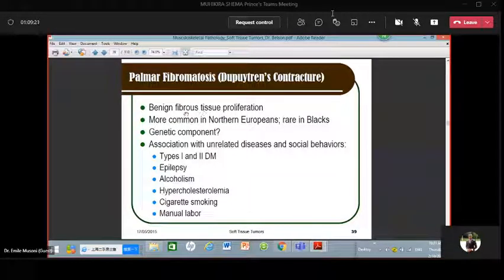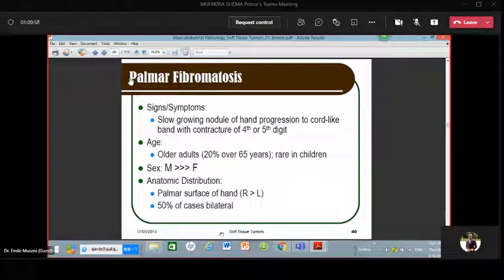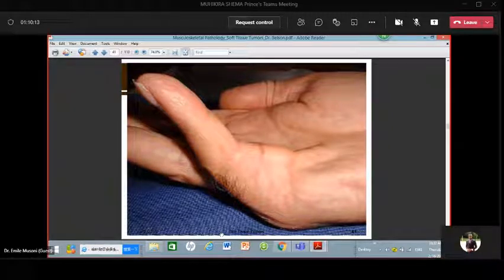Benign fibrous tissue, this one, the Dupuytren contracture, has proliferation of fibrous tissue. They say it is more common in Northern Europeans and rare in blacks, but even in blacks it is found. It has some genetic component. It is associated with unrelated diseases and social behavior: type 1 and type 2 diabetes mellitus, epilepsy, alcoholism, hypercholesterolemia, cigarette smoking, and manual labor. Palmar fibromatosis is a slow-growing nodule on the hand, progressing to a band with contracture of the fourth and fifth fingers. So this is what we call Dupuytren's contracture.